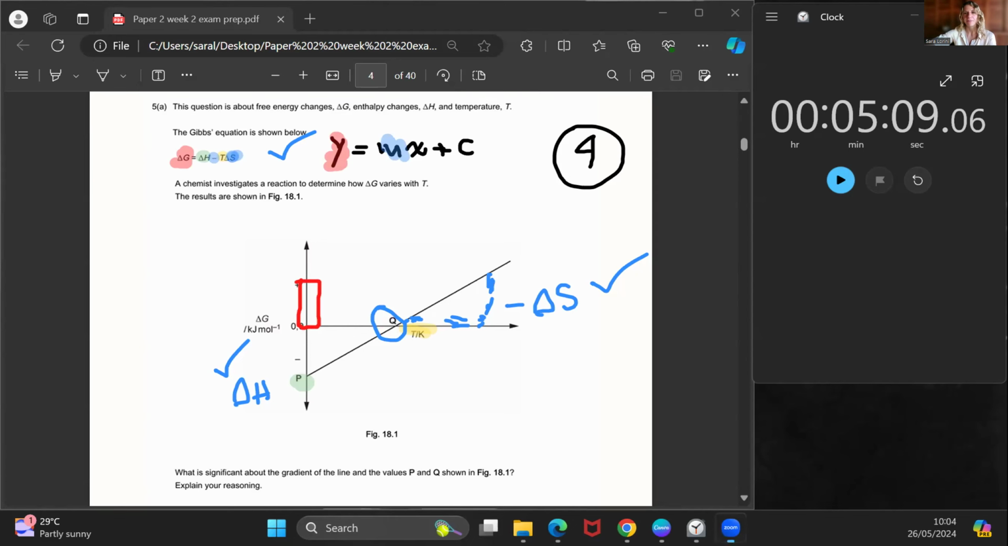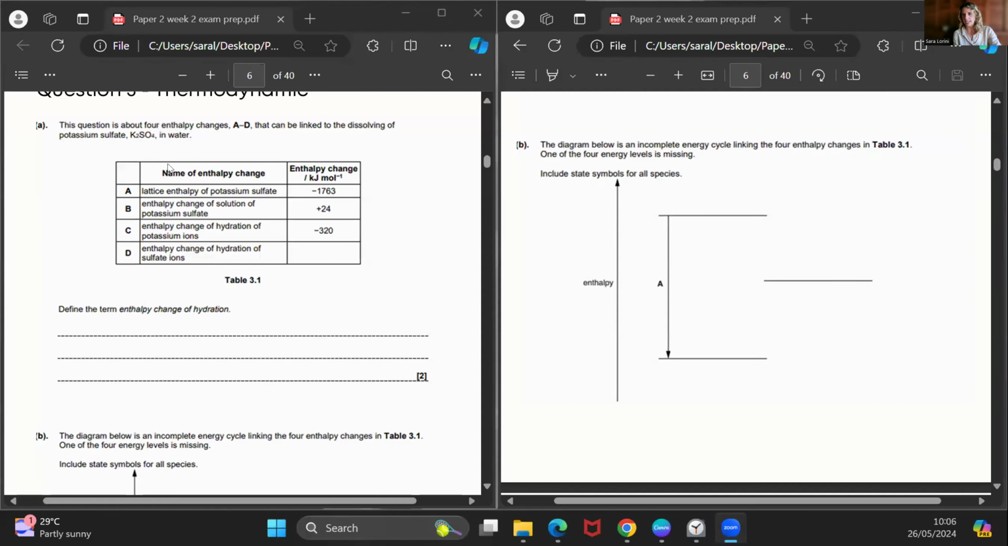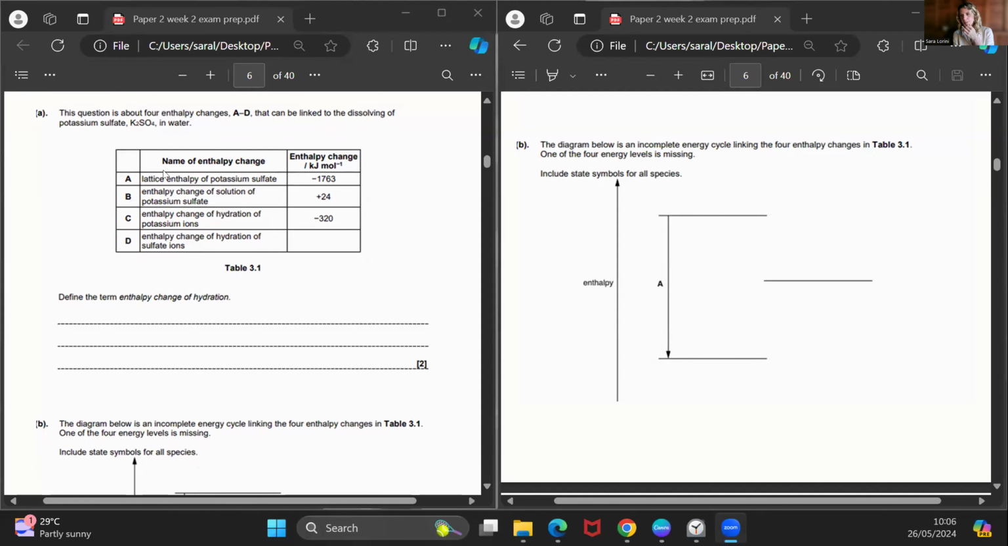Okay, we're ready for the next one. And without worrying too much about the time, we will do another question on thermodynamics. This should be a little bit faster because it's just a definition and completing the diagram. So, let's do it.